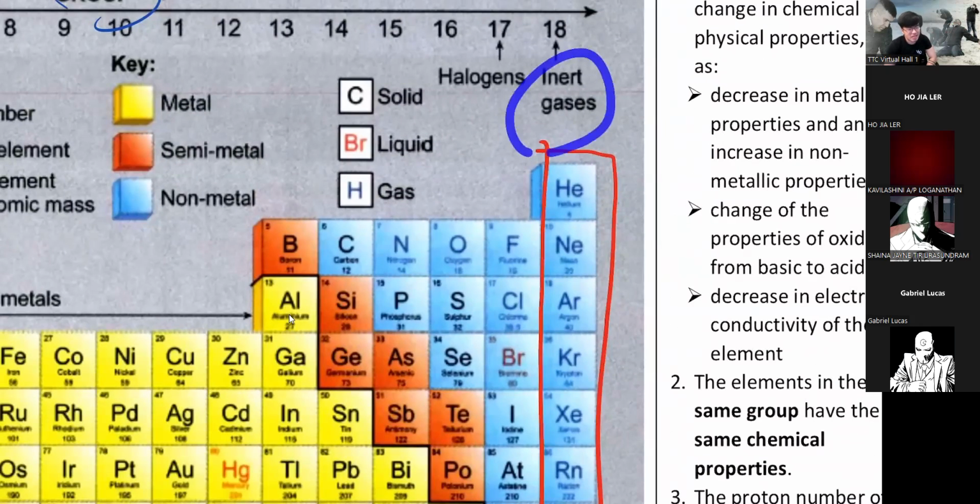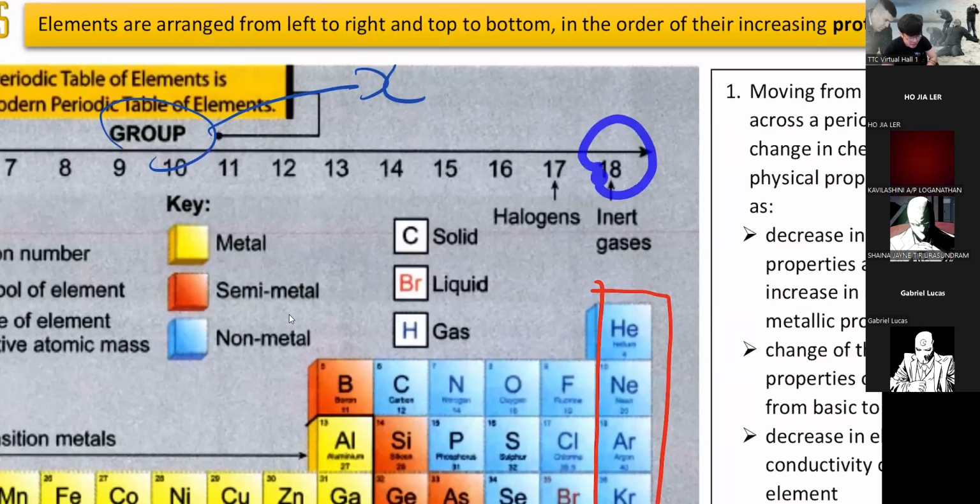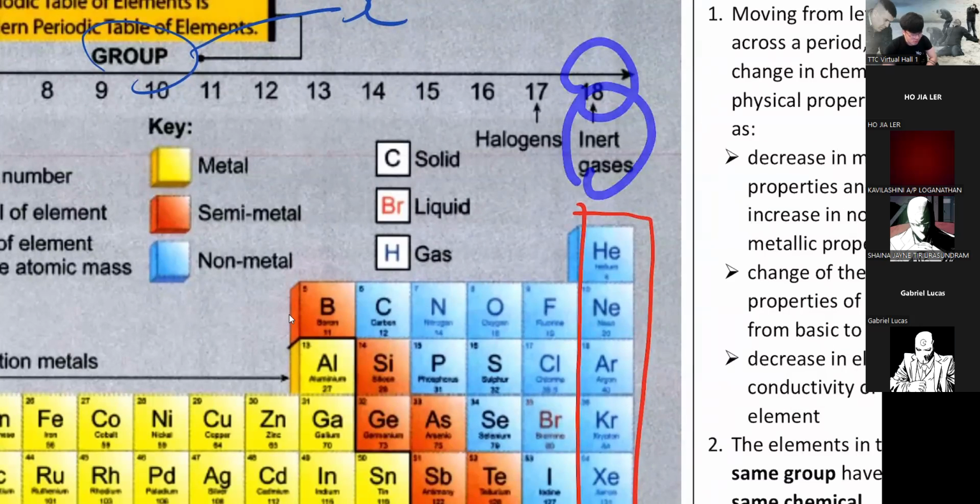These are what we call inert gases. Guys, the last group or group 18, they are called inert gases. What does inert mean again? Inert means unreactive. Unreactive. That means these gases are very boring.